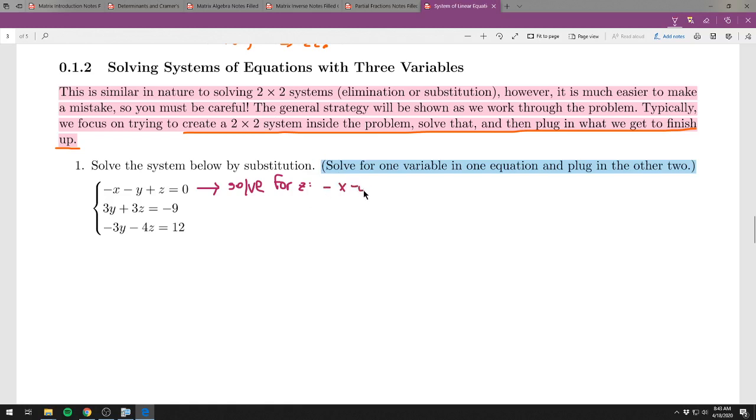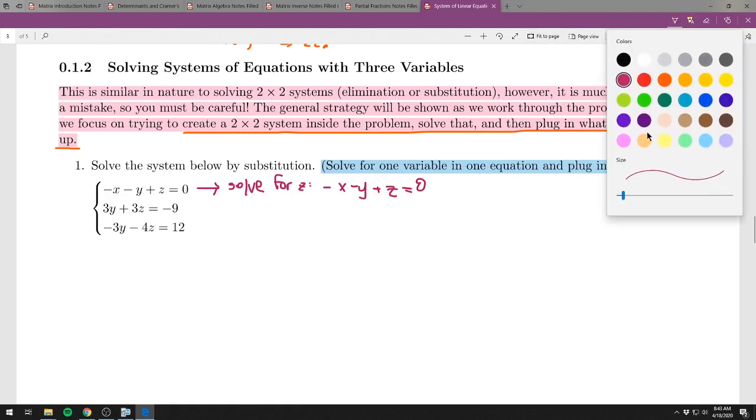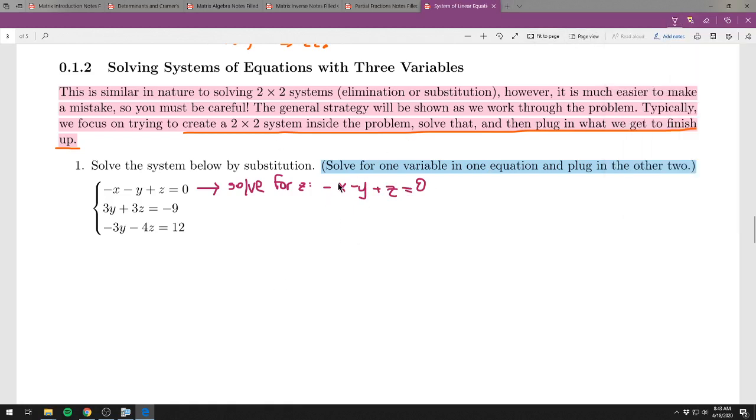Okay, but I'm solving for z in the first equation, and like I said, many options when you do substitution on how you start it. But if we solve for z, I can add the x and y to the other side, just getting the z by itself. And we got z equals x plus y.